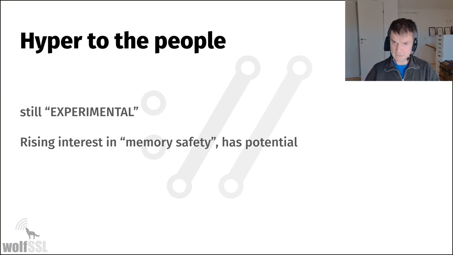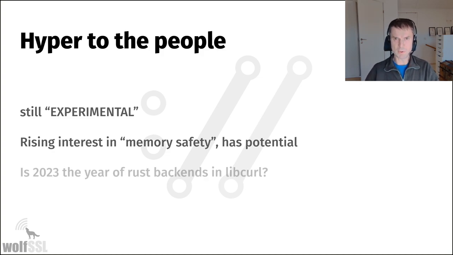So we're almost there. I think we're down to maybe 12 test cases or so that need to be adjusted to get everything through with Hyper instead of the native built-in code. So I really hope we can go there in 2023. It could really become the first year of some real use of Rust backends in libcurl.